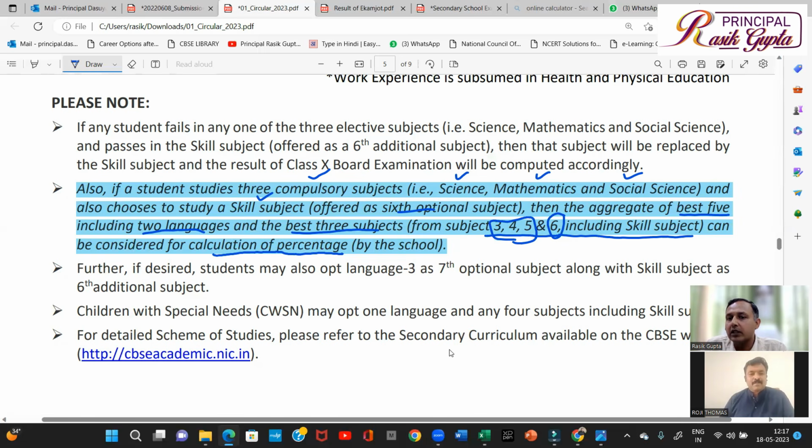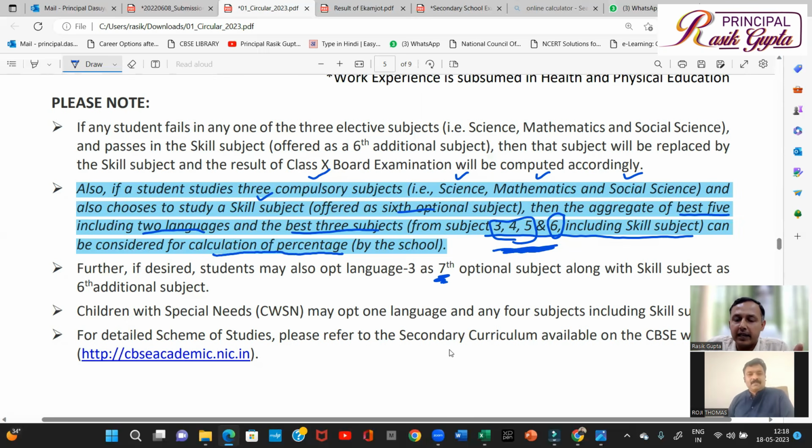but passes in language? This reference is given in the previous circular, which we have already mentioned. If a student fails in compulsory subjects but passes in the additional 7th language, that language cannot replace the compulsory subjects, right? And now for percentage, CBSE says out of these 4, we can pick the best 3 for calculation of percentage. But CBSE does not talk about the 7th optional subject. That 7th optional subject can also be considered in this case.